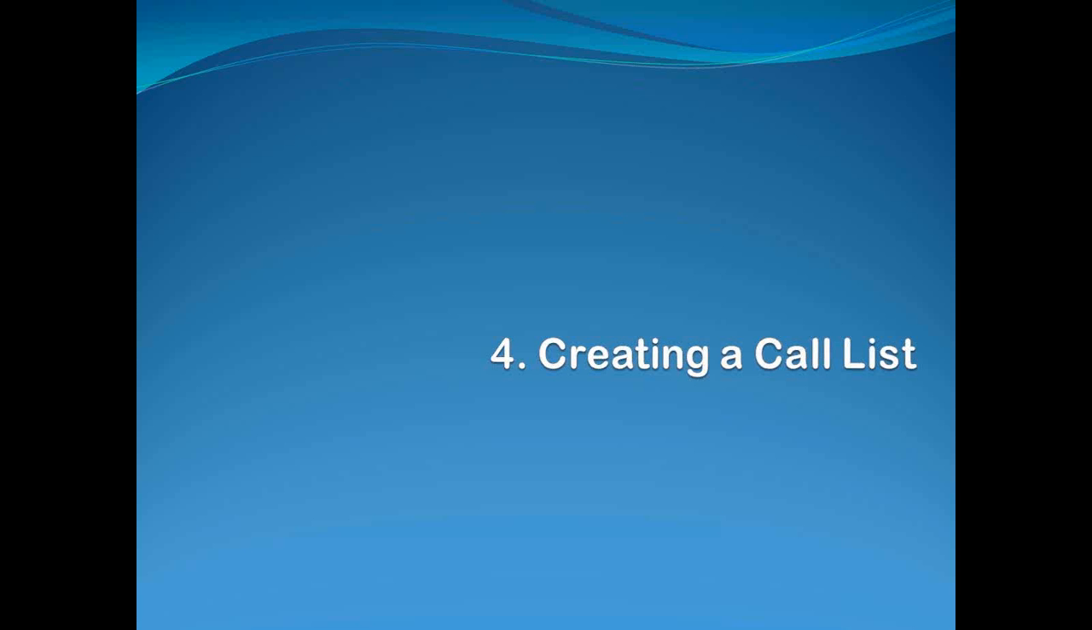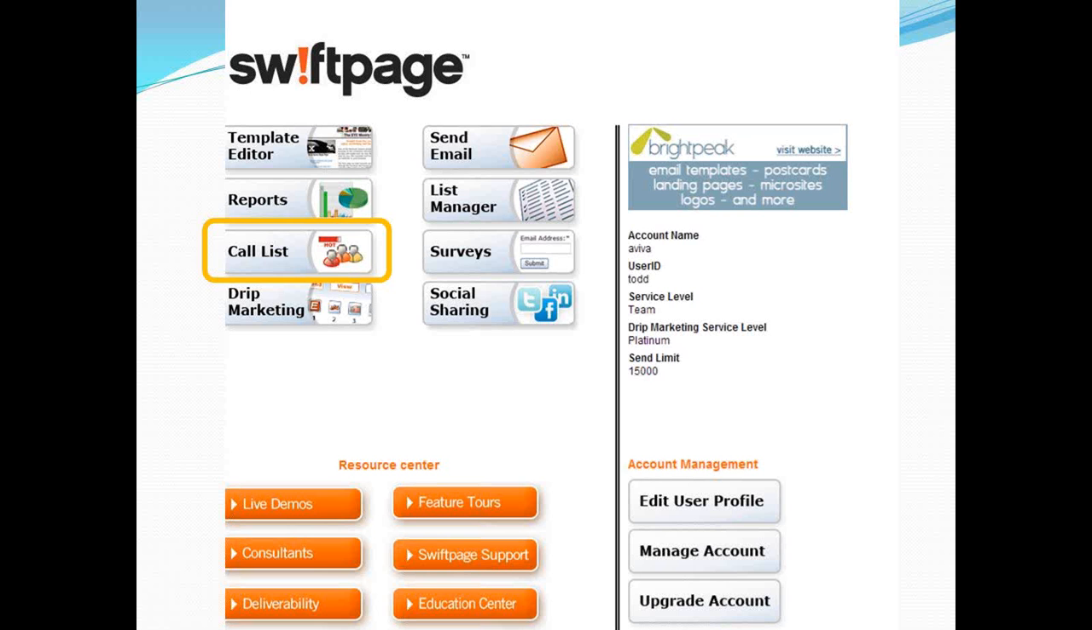Okay, so now we're going to get the call list. Again, there are 2 different types of call lists. We have the call list for the one-off individual emails, and then we have the call list for the drip marketing campaigns. This one is the call list for the individual emails.